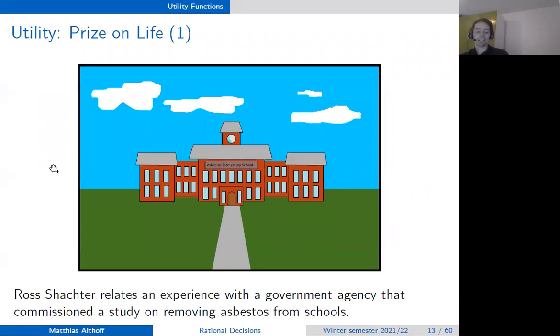So another example where money was put on the life of people, in particular students at a school. This example is from the US. So this is taken from the AI book. So Ross Schechter had this very bad experience with a government agency which wanted to renovate the school building because it had asbestos.